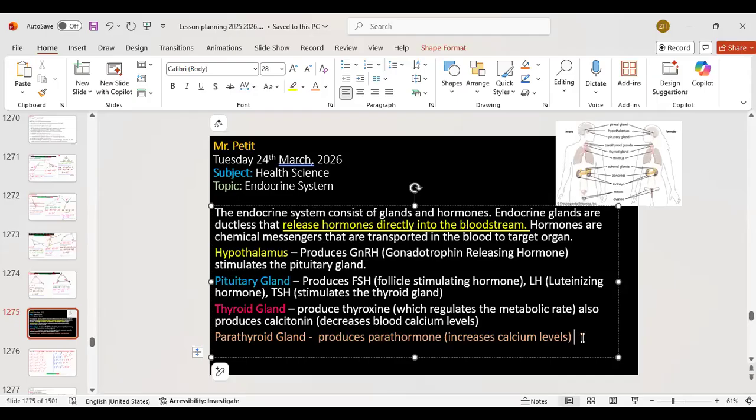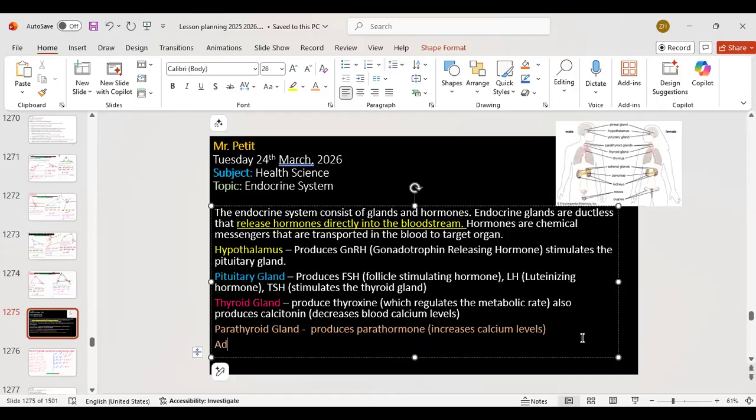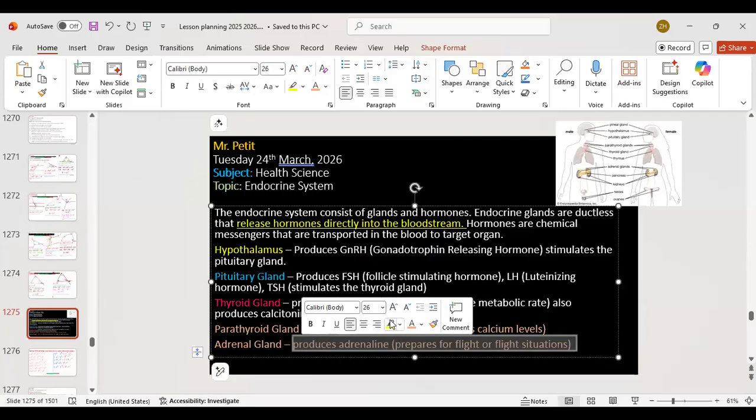Then we have the adrenal gland. The adrenal gland produces adrenaline. And what does adrenaline do? It prepares the body for fight or flight situations.